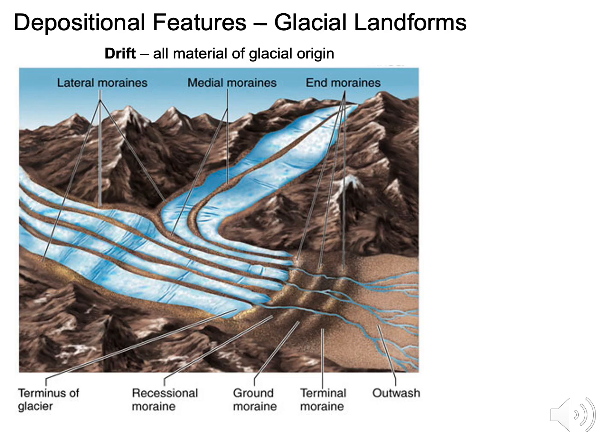Now that we understand some features that can be associated with erosional aspects of glaciers, let's take a look at more depositional features that are related to glacial landforms. If we take a look at the image on the left side of the screen, we can see a typical valley glacier.